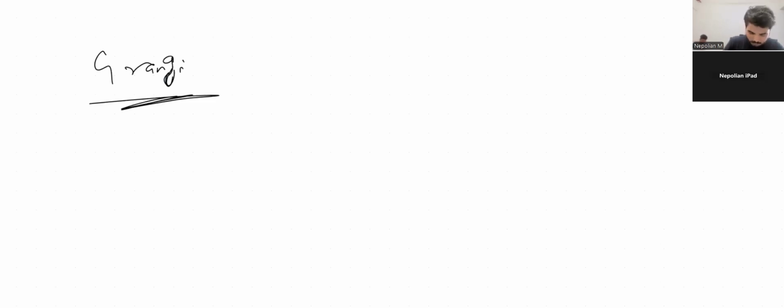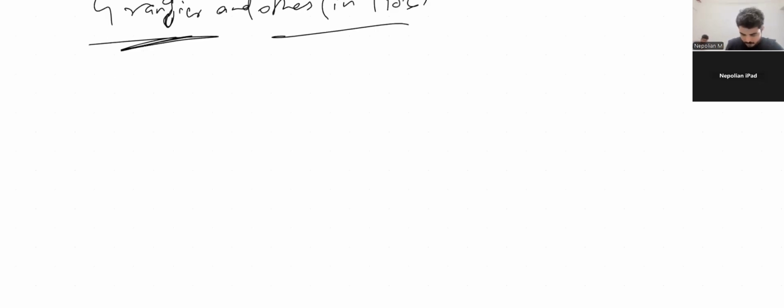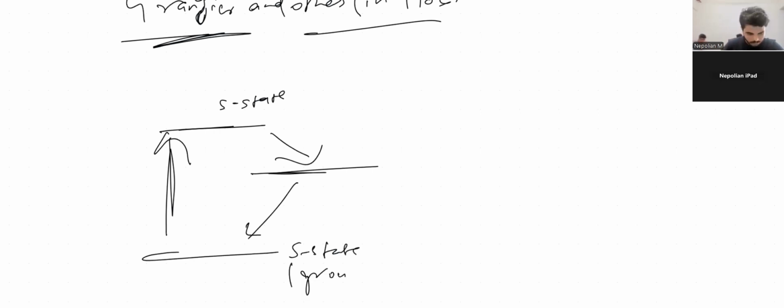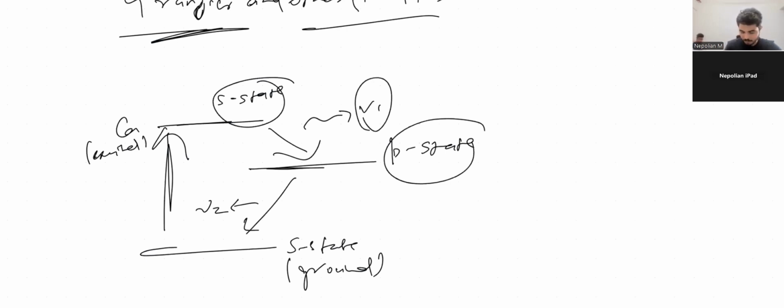Grangier and others did their experiment in 1986. They produced a true single photon source. What they did was simply amazing. They took a calcium atom and excited it to some high S state. So here is the calcium excited state. Now, when it goes to the excited state, there are two metastable states, this one and this P state. So it comes back to the P state, emitting nu 1, and after some time, it comes to the ground state, emitting nu 2. And these two photons were emitted in opposite directions to conserve momentum.